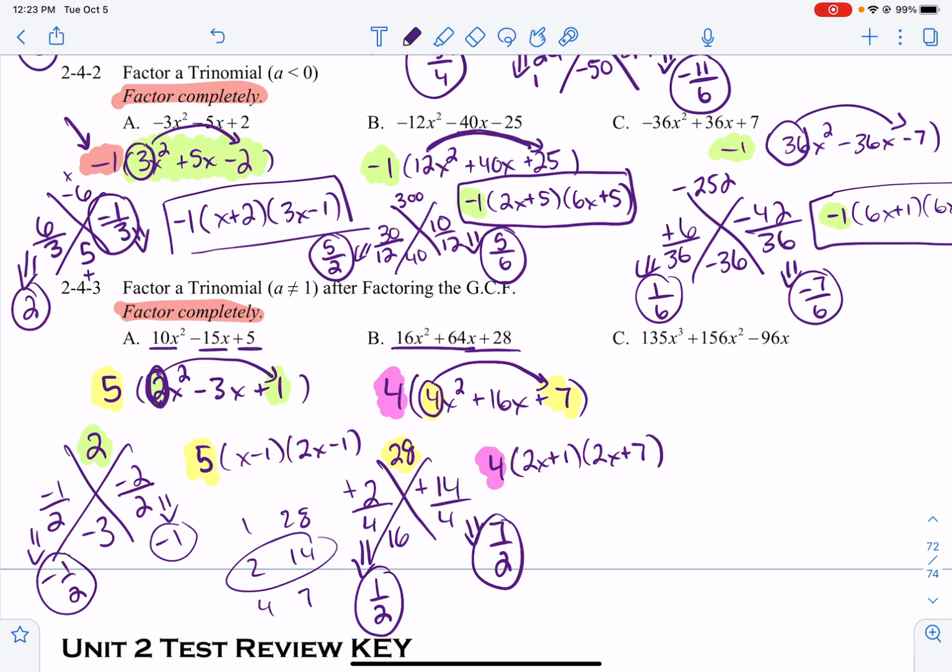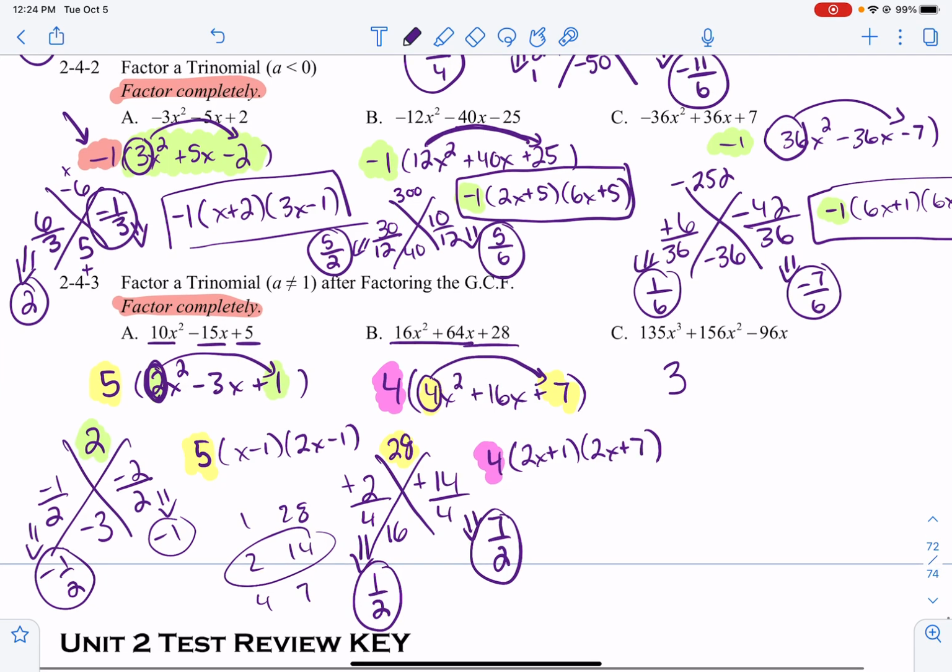Okay, part C, great big numbers. 135, 156, and 96. I did this with one of my classes yesterday. Let me see if I can remember what it was. I think 3 went into everything. But you know what? Look, they all have an x. So I can also take an x out of everything because we don't want x cubed. We want x squared. So 3x is going to factor out.